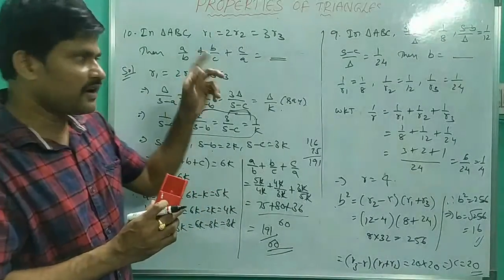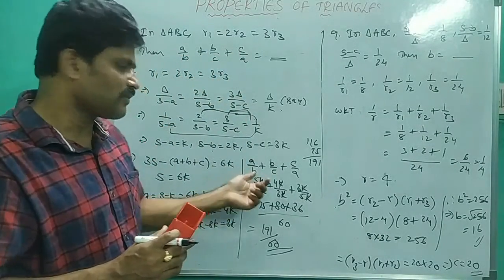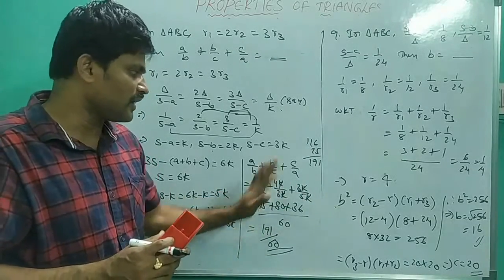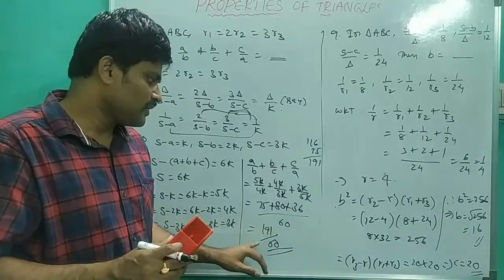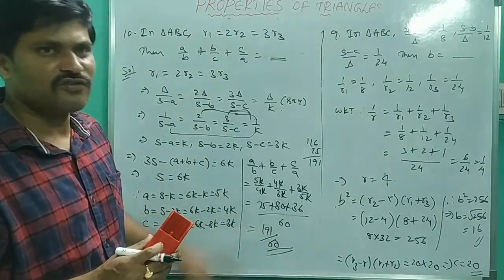Now our final value is a by b plus b by c plus c by a. Substitute the values in terms of k, and the k's cancel in both numerator and denominator in all three terms, and simplify that. The value of this equals 191 by 60. This is the solution for this question.